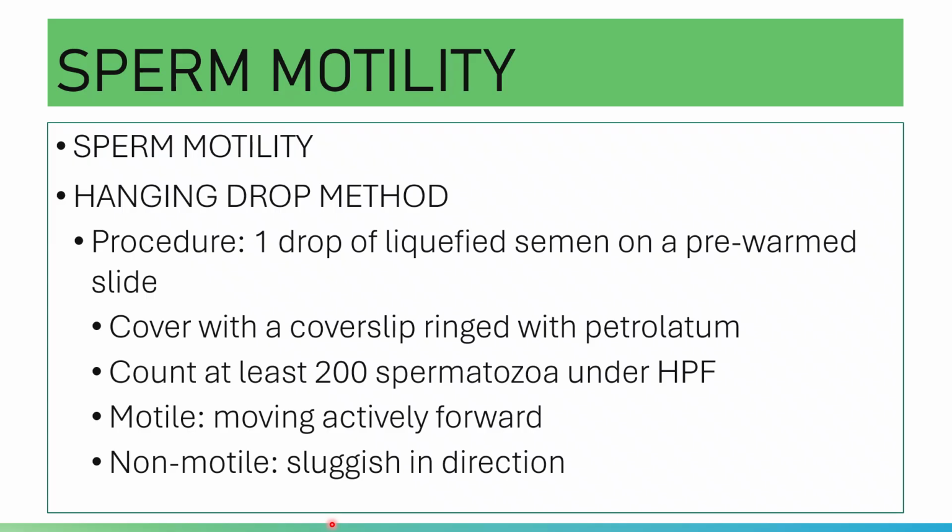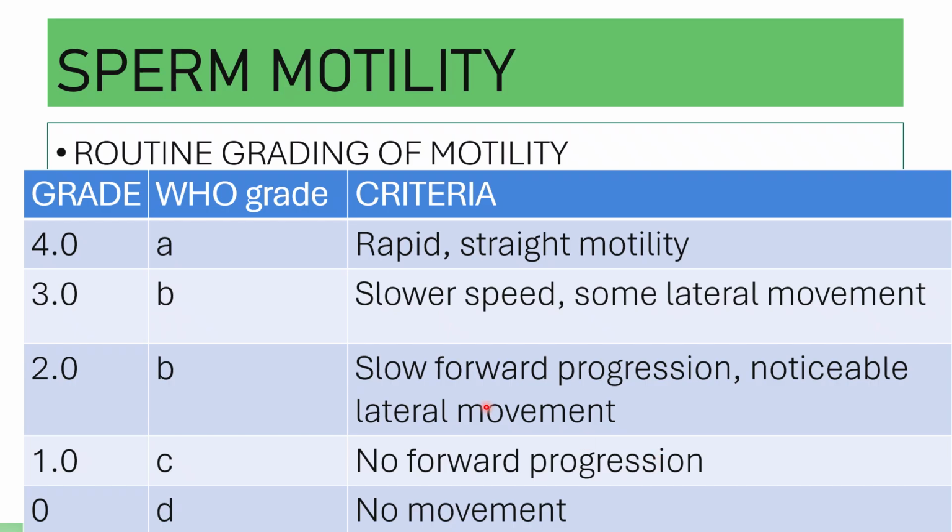For the normal one, a minimum motility of 50% with a rating of 2.0 after 1 hour is considered normal for sperm motility. This is for the WHO grading, the routine grading of motility.